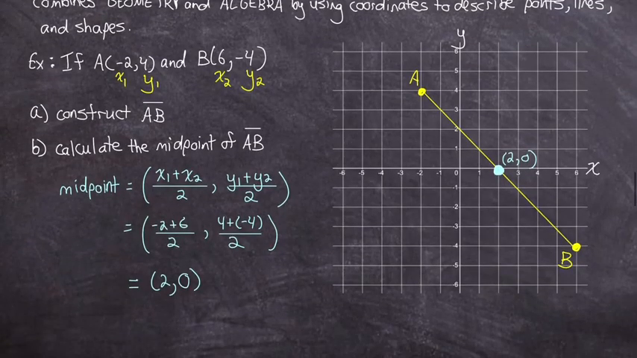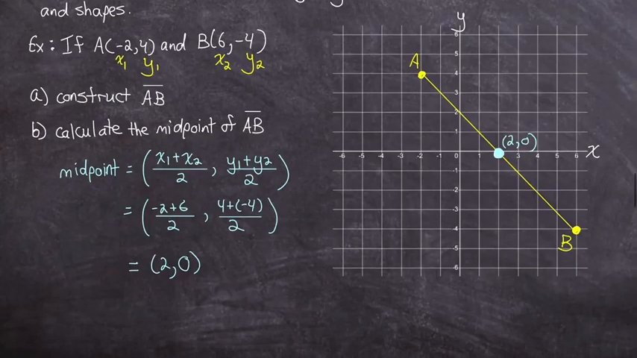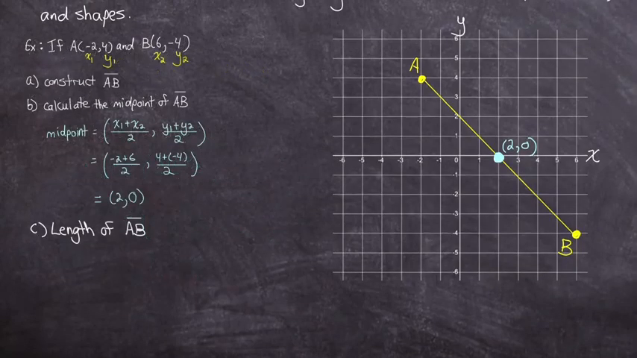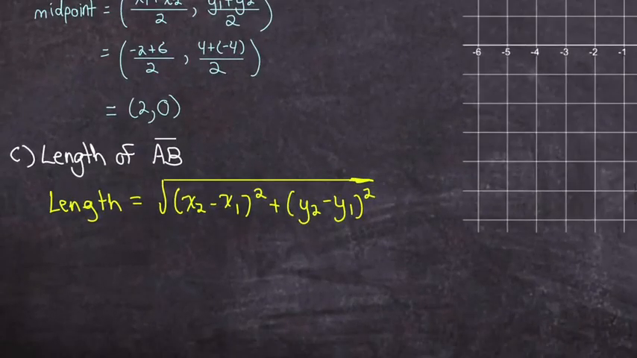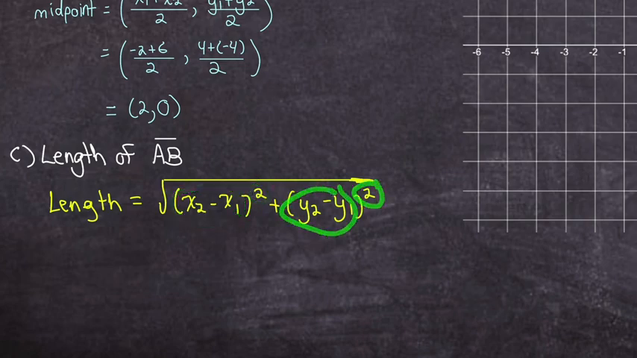Let's do part C, where we actually calculate the length of the line segment. The formula for calculating the length of a line segment looks like this. Let me zoom in on it a bit. To find the length of a line segment, you find the difference in the x coordinates squared, the difference in the y coordinates squared, add those results together, and then square root it. After we go through finding the length, I'll show you why this formula works.